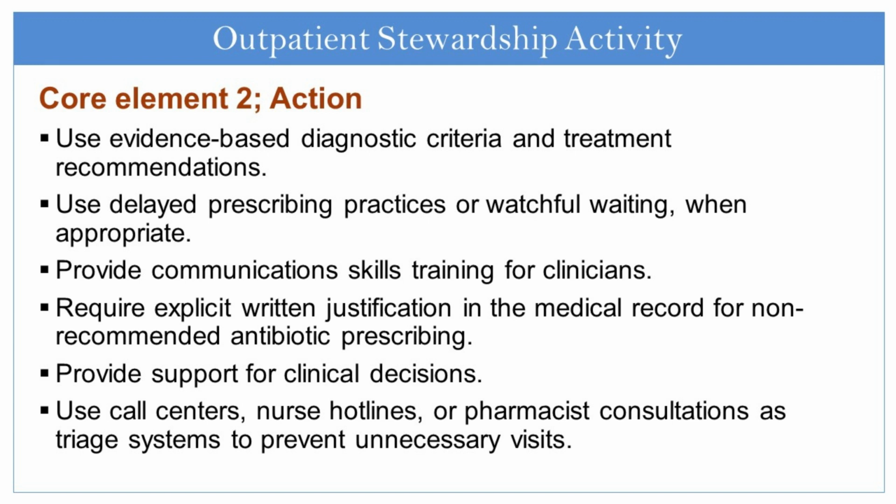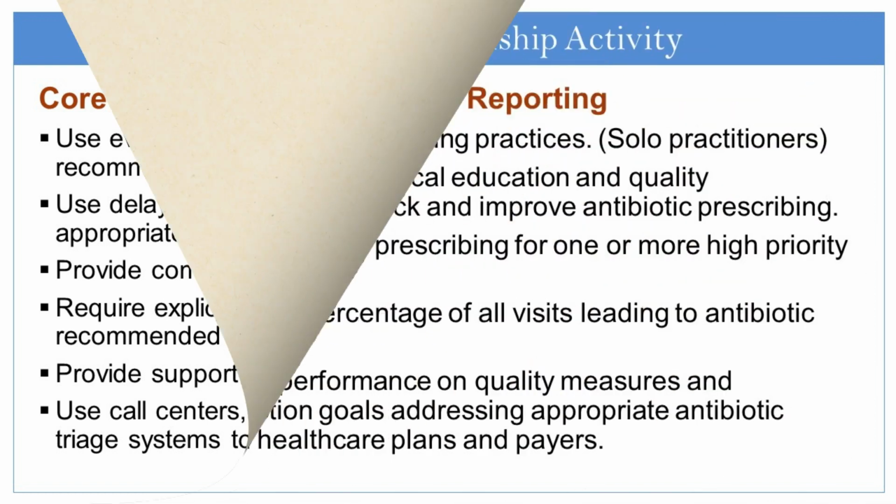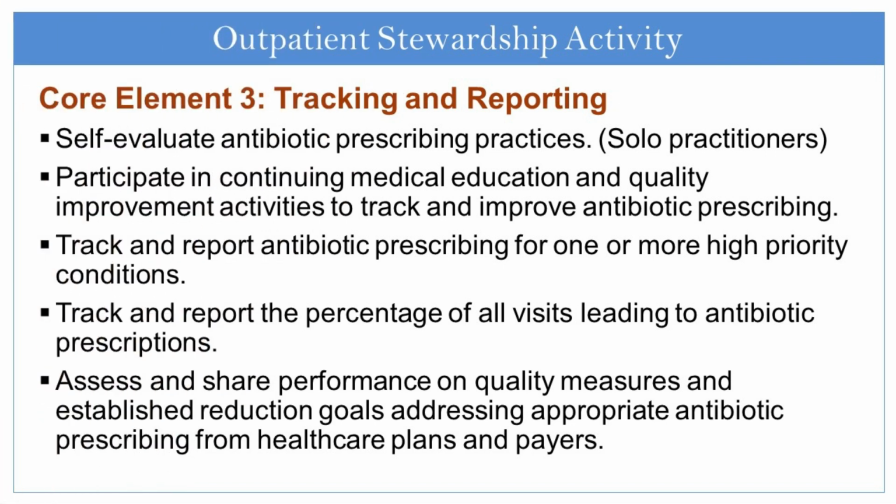The second core element is action. One should use evidence-based diagnostic criteria and treatment recommendations. Use delayed prescribing practices or watchful waiting when it is appropriate. Provide communication skills training for clinicians. Require explicit written justification in the medical record for non-recommended antibiotic prescribing. Provide support for clinical decisions, and use call centers, nurse hotlines, or pharmacist consultations as a triage system to prevent unnecessary visits of the patients.